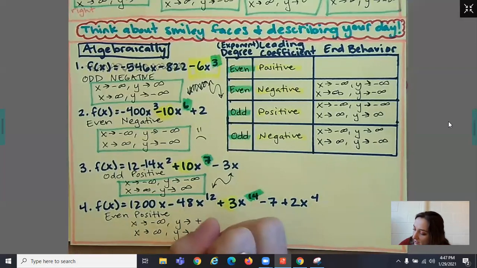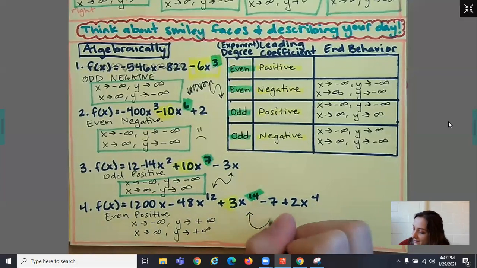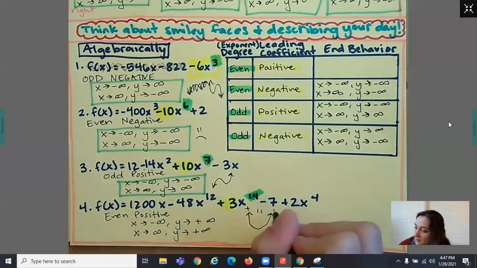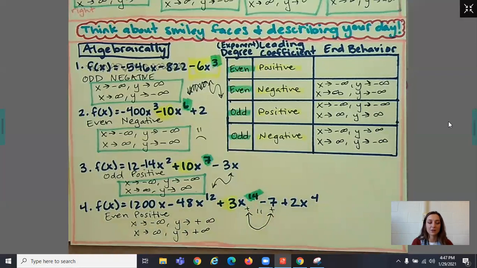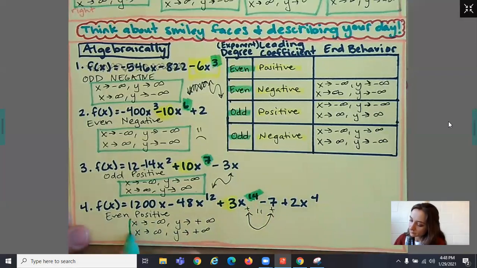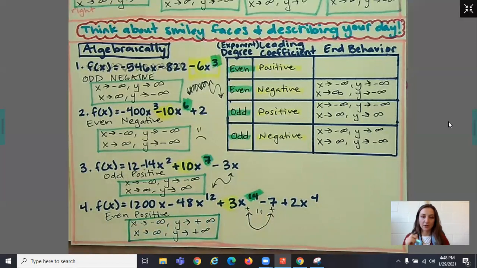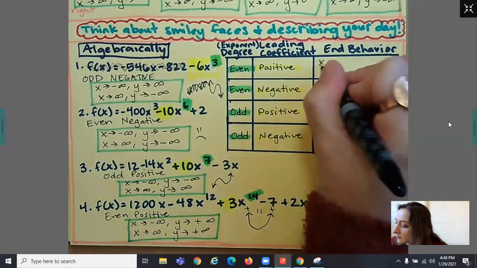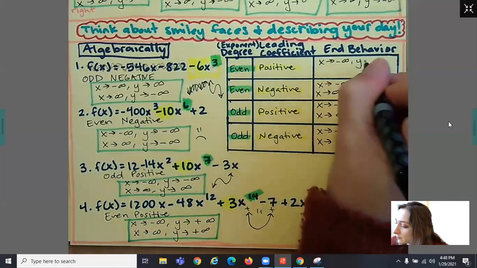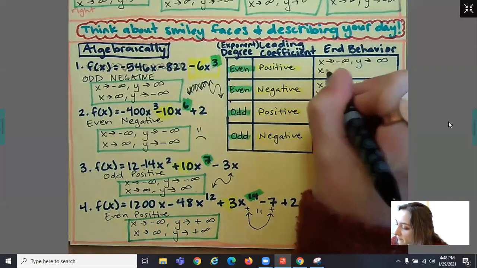Another way that you can think about that is that a smiley face is even, and both of his things are pointing up to a positive infinity. So this is our smiley face, this is our even positive. Okay, I'm going to transfer this to the table. Both of them going up towards positive infinity.